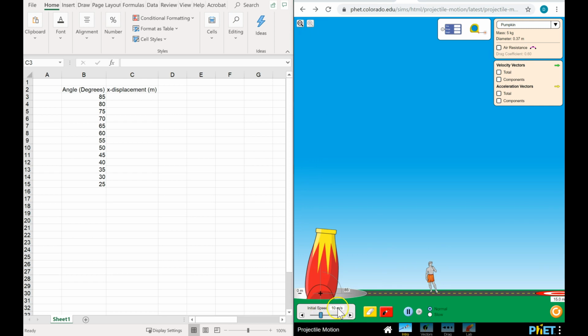And we're going to set the initial speed to 10. A pumpkin is perfectly fine. We hit this button in the bottom to launch, this red button, and it goes up and it comes down.